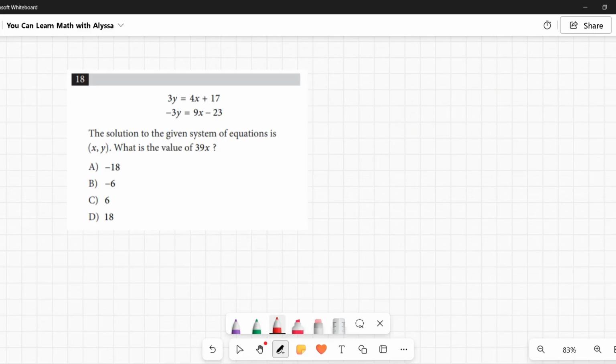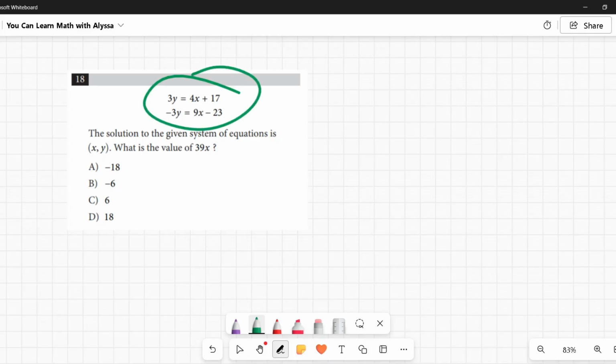Now you can put this into your calculator. You type all this in and you'd see where they cross. That would give you the coordinates of x and y. And then you can take that x value, multiply it by 39 and get your answer. Nothing wrong with that. My preferred method, and when I look at it, this would be faster for me.